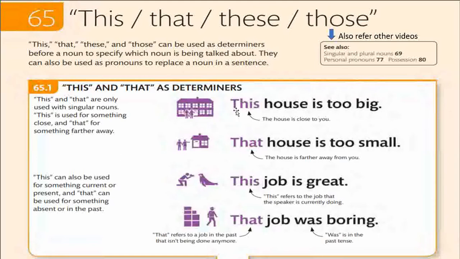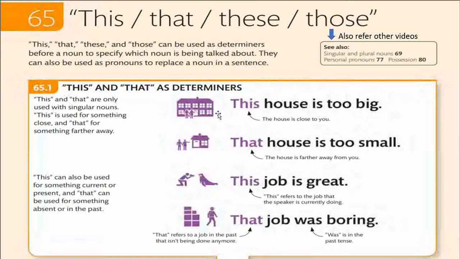Let us see. This house is too big. Too big. Too means very big. This is a pointer for the house which is close to the person who is standing in front of the house. This house is close to you, so that's how the pointer this is used. That house is too small. You can see the speakers are far away from the house, and they're pointing at the house and talking about that house is too small. So these two determiners are used for singular nouns.